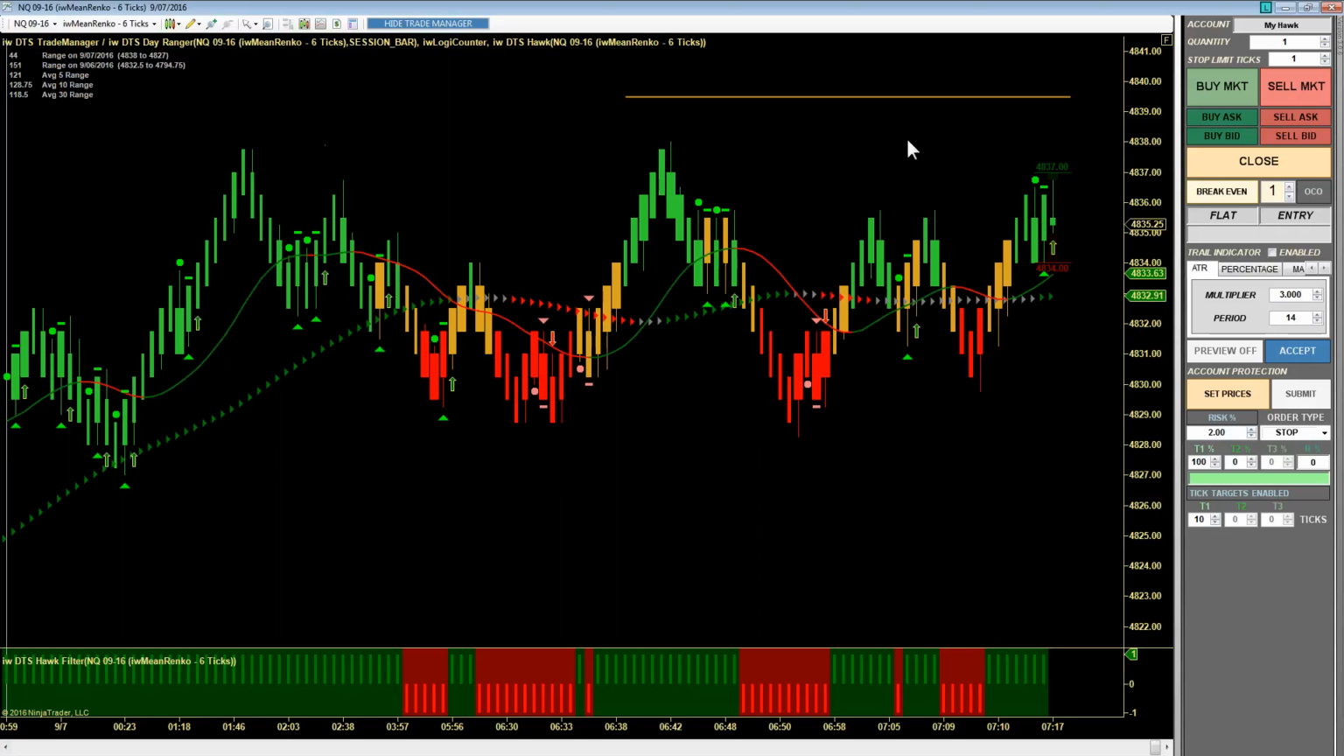So we've got an obvious range here. There's a 75% chance that when the market tries to break out, it will fail and reverse on itself. They tried to do it down here, right? They broke the low. They only broke it by a couple of ticks and then reversed and headed higher.